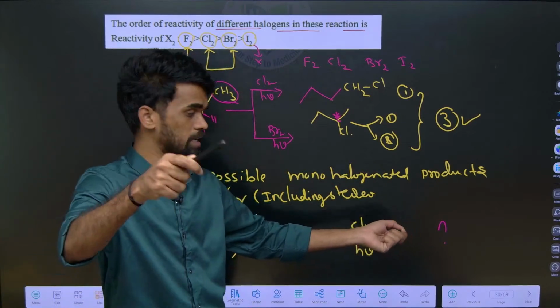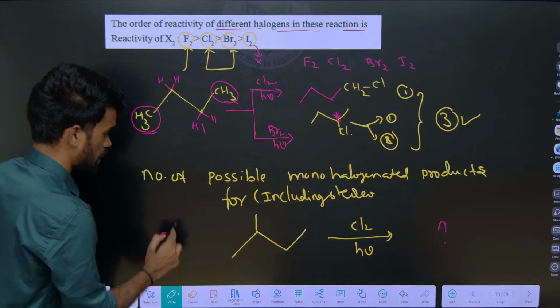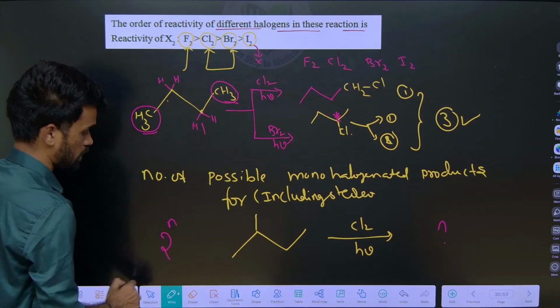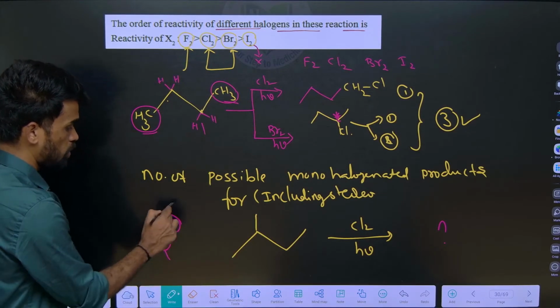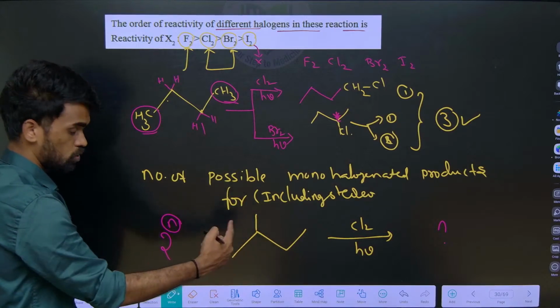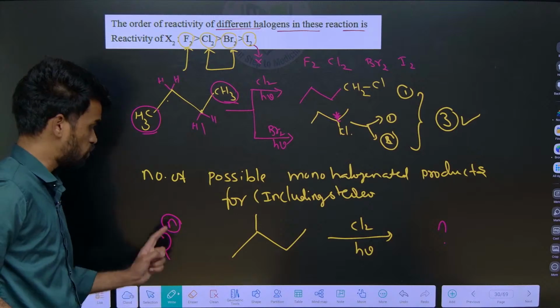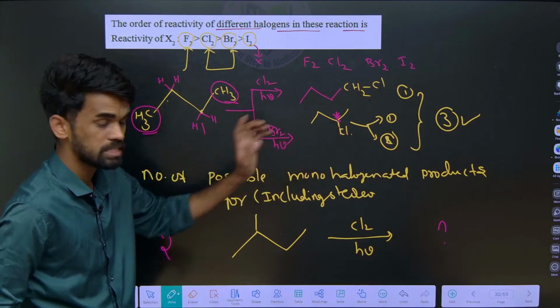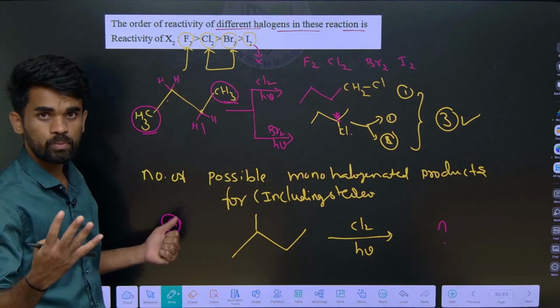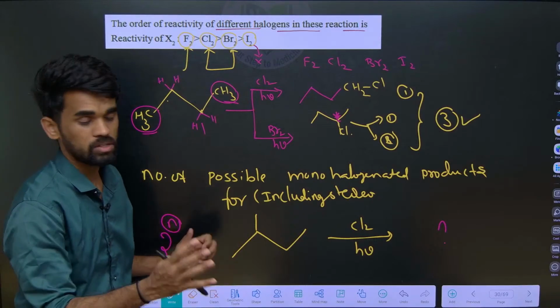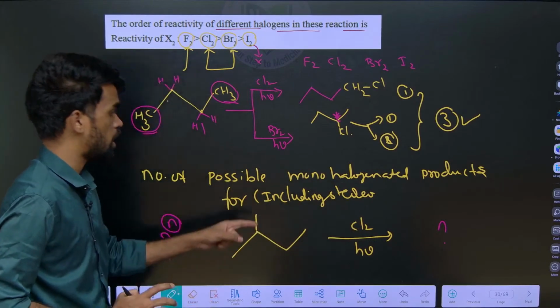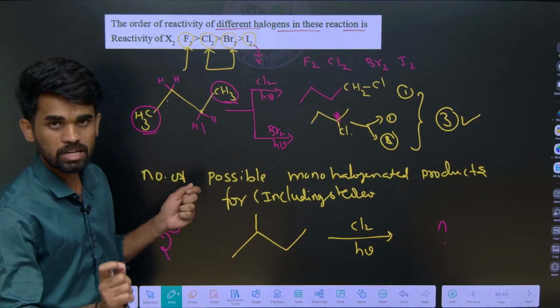If one stereo center is there, use this formula, 2 power n. If one stereo center is there, 2 power 1, so 2 products will be formed. If 0 stereo centers, only 1 product is considered. If 2 stereo centers, I mean chiral centers, are there, 2 power 2, so 4 different products are obtained. Okay, you just try to answer this question. I will be looking for your answer in the comment box.